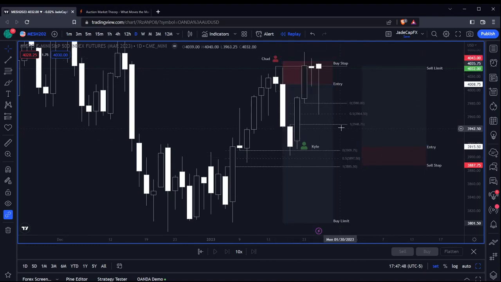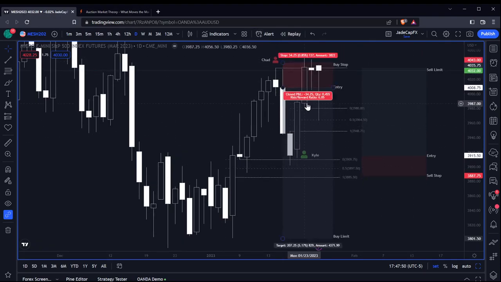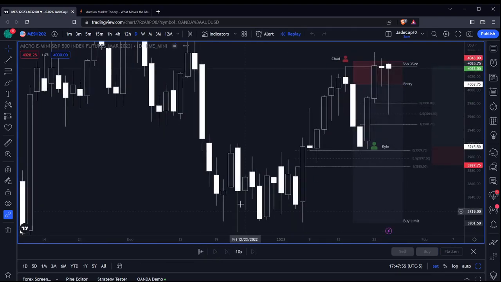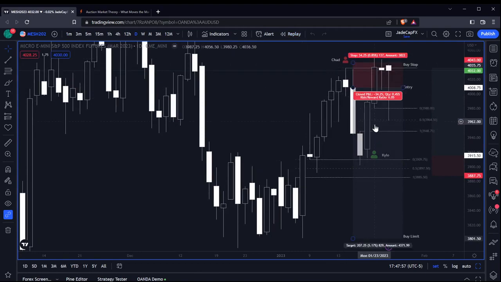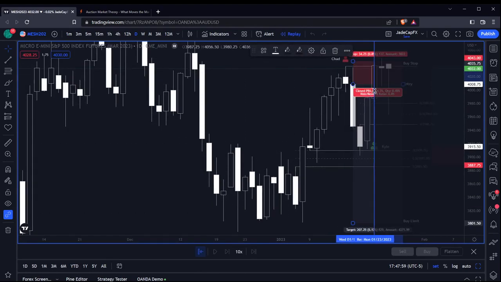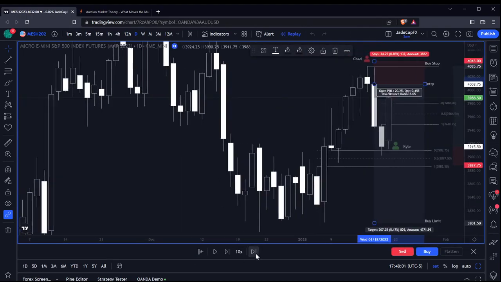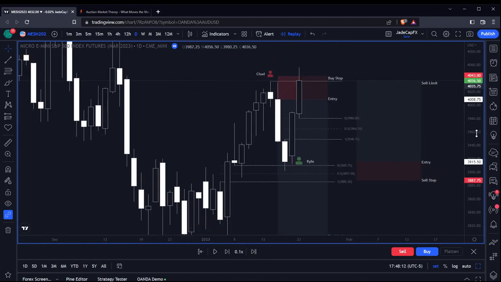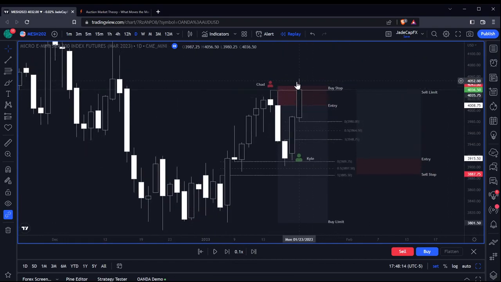All right, so once the market trades up there on this bar, let me just go back one. Let's skip forward one bar. Once the market trades up there, this trade is facilitated, and now I'm out of the market.